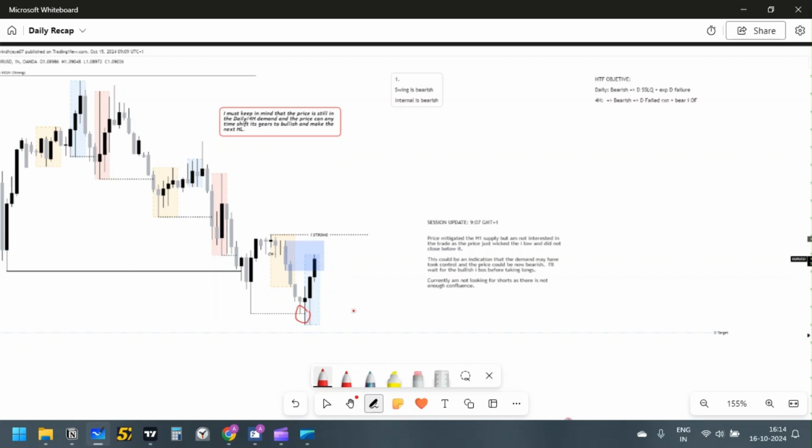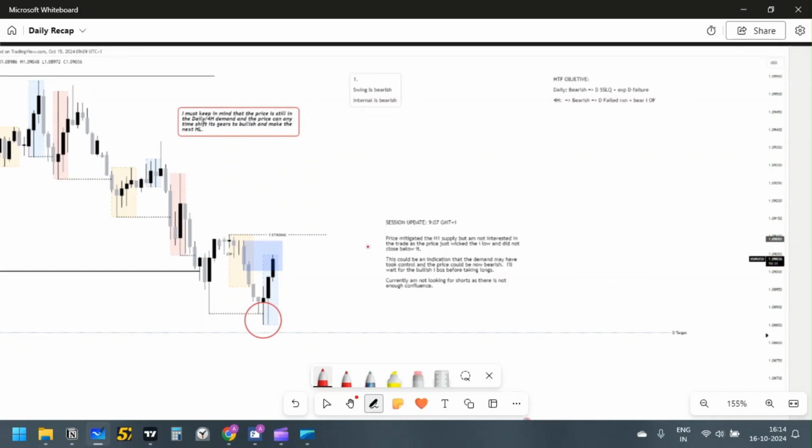So currently, I was not interested in shorts because of this weak close. If there was a body close, then I would be interested in shorts. But currently, I was not interested, so I didn't take any shorts at this.